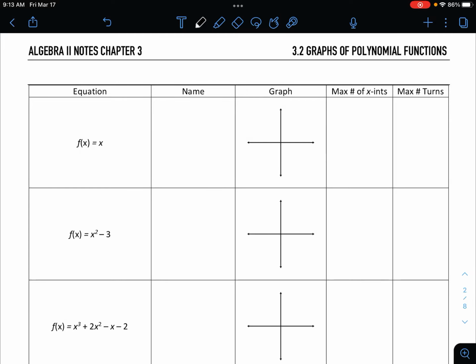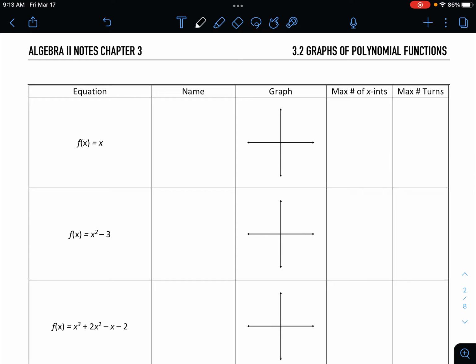Right, so here we're going to get a look at some of these functions, their names, their graphs, and we're going to take a look at the max number of x-intercepts, how many times it crosses the x-axis here, and we're also going to take a look at the number of times it makes a turn. So like if I have something like this, it would have 1 turn, 2 turns, all right?